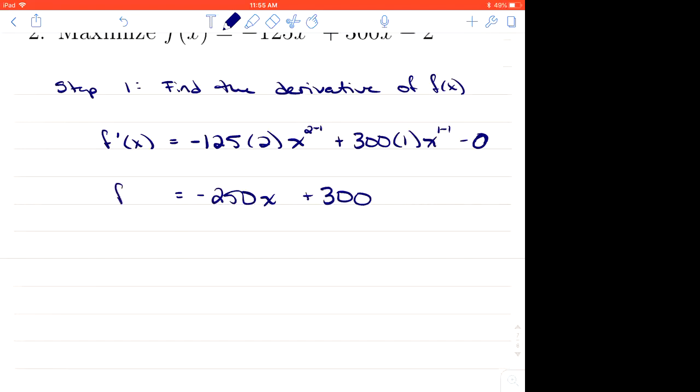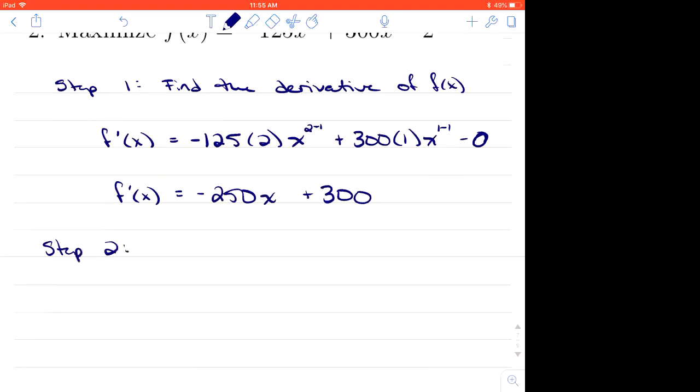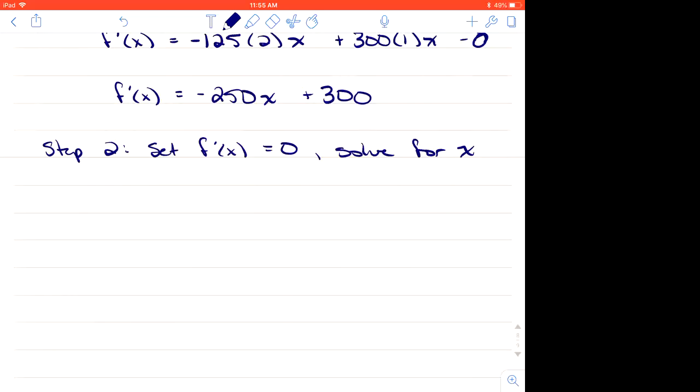So now we have the derivative is negative 250x plus 300. Step 2, set f prime of x equal to 0 and solve for x. So we can say that the derivative of f of x is equal to 0, but it's also equal to negative 250x plus 300.